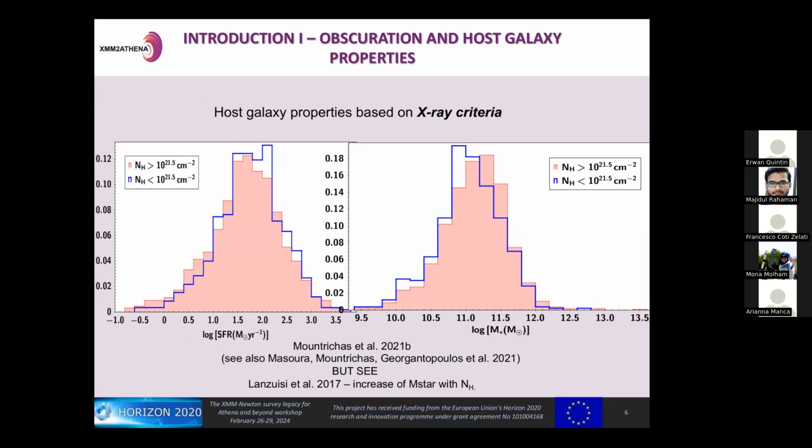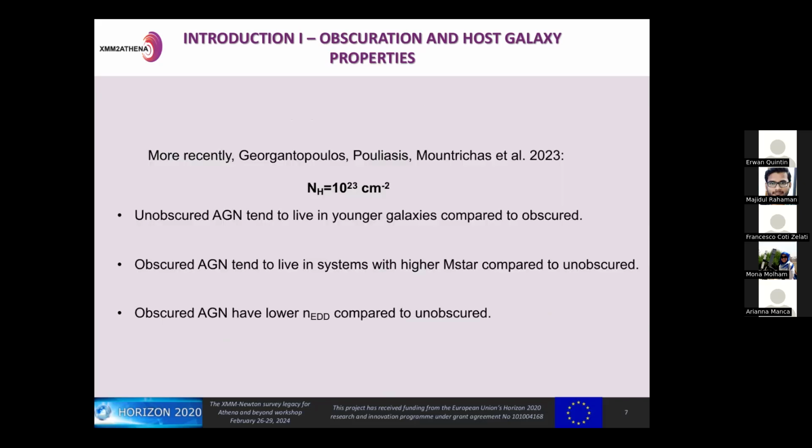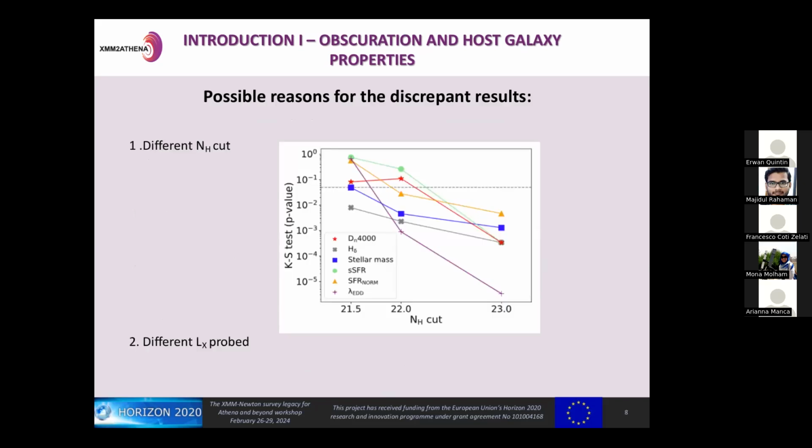And as I think I mentioned, when we also increased to 22, again we did not find any differences regarding star formation and the stellar mass of the two populations. So maybe this is because we should have used a higher NH threshold, based on this result from this more recent paper. Okay, thank you very much.